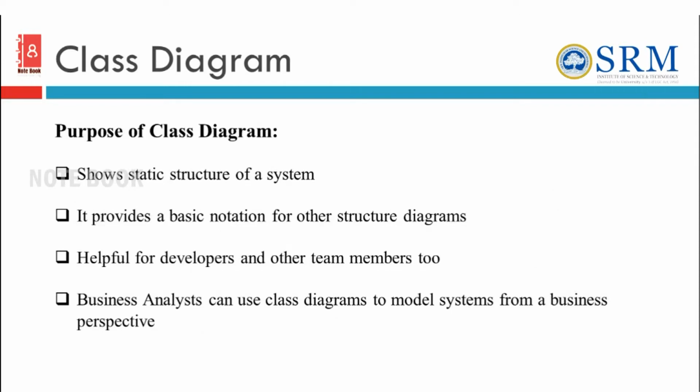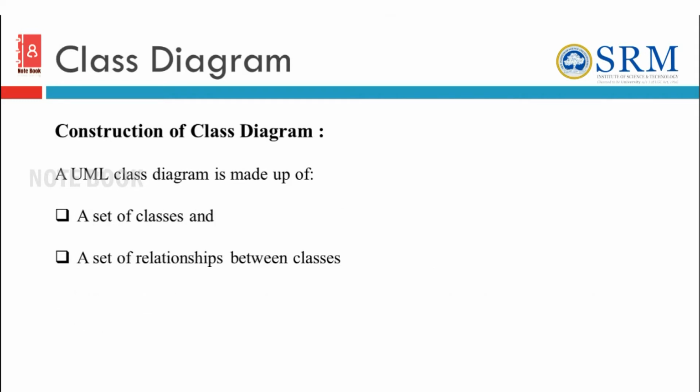What is the purpose of a class diagram? It shows the static structure of a system. So that is the main purpose of drawing or modeling the class diagram. It also provides a basic notation for other structural diagrams like the activity diagram, deployment diagram, component diagram, etc. It is helpful for the developers as well as the business analysts.